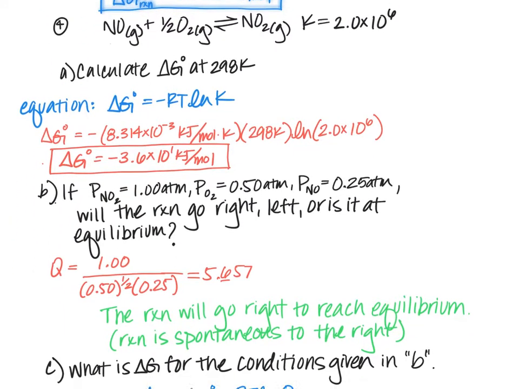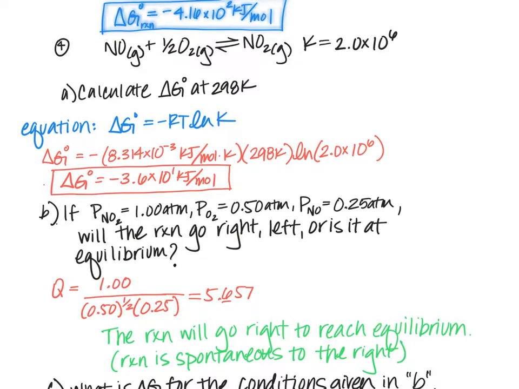All right, moving on to our last problem that has, I believe, 3 parts. This is the given equation: nitrogen monoxide plus 1/2 oxygen gives nitrogen dioxide. And the K value, again, doesn't matter if it's Kp, Kc, whatever. In this case, it's going to be Kc. But the K value is 2 times 10 to the 6th. So the first question is to calculate delta G naught at 298 K.